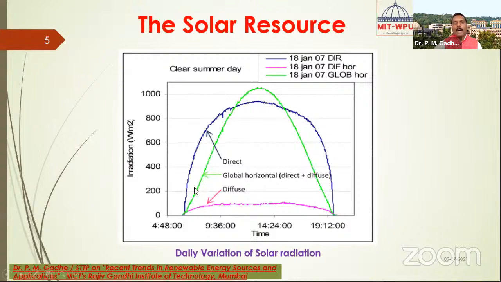This may vary. When there are cloudy days, the percentage of diffuse radiation will increase and the direct radiation will decrease. So depending on the weather condition, this quantity is varying. For designing the concentrating system, as I told you, we need the direct component of the radiation. Now how to measure that?